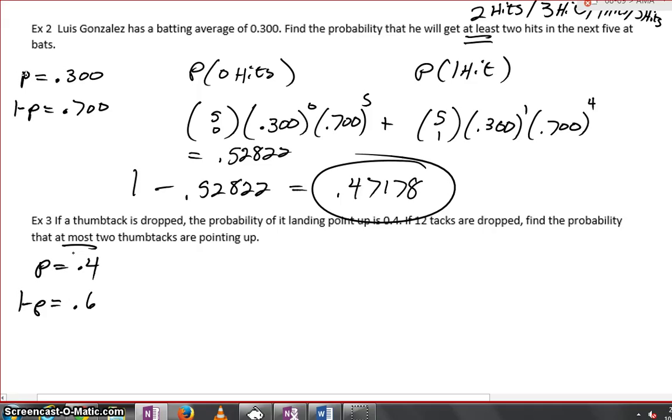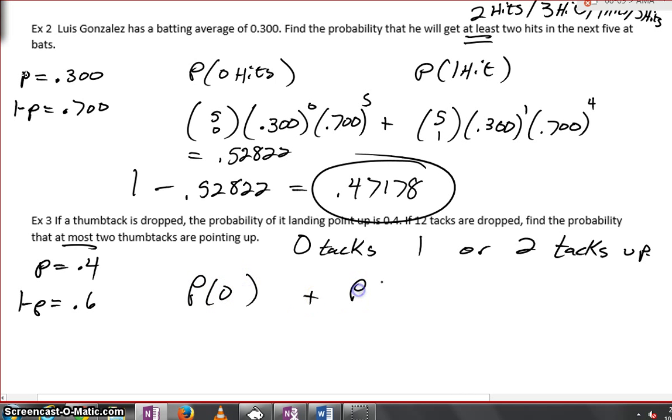Now, the phrase at most will imply what? We could get 0, 1, or 2 tacks up. If you'd say, I want at most, it means 2 would be considered valid, but you don't go beyond that. You could go smaller than that. So we would want to find the probability of 0 plus the probability of 1 plus the probability of 2.